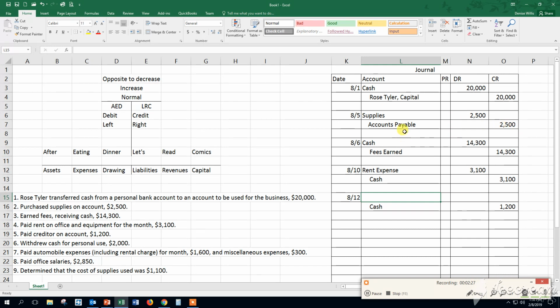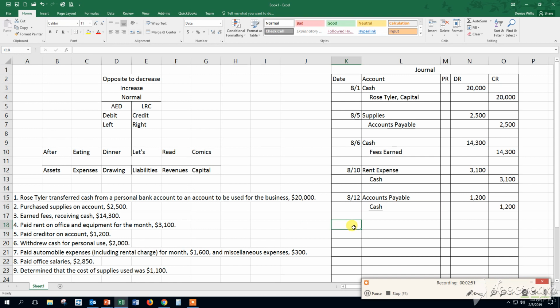So accounts payable is a liability. Liabilities have a credit balance. They increase with a credit, which is why on this line we are crediting accounts payable. But now we want to decrease accounts payable. So we are going to debit accounts payable, and that will reduce the amount that we owe.